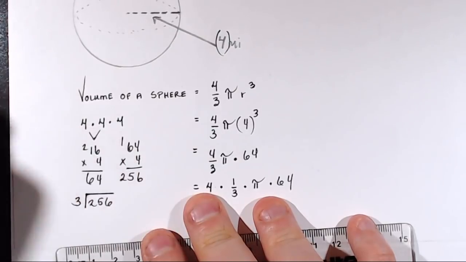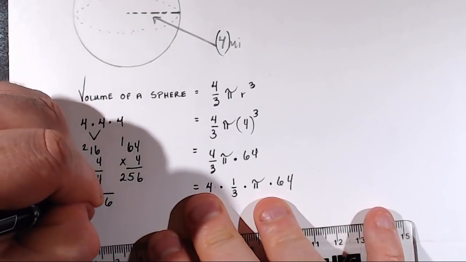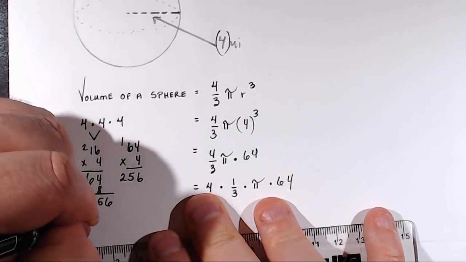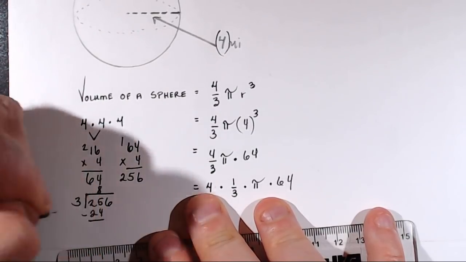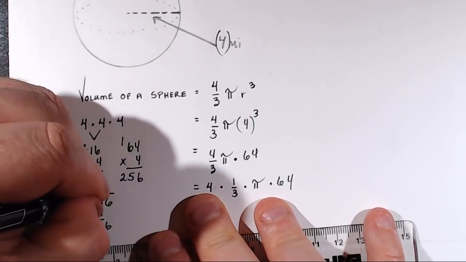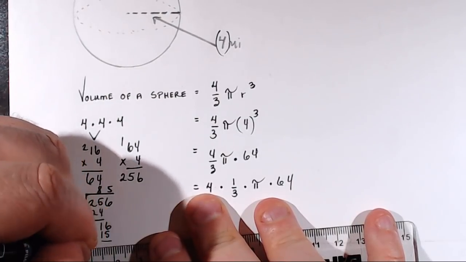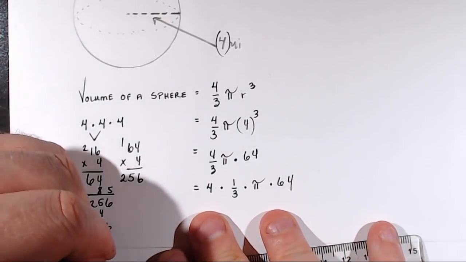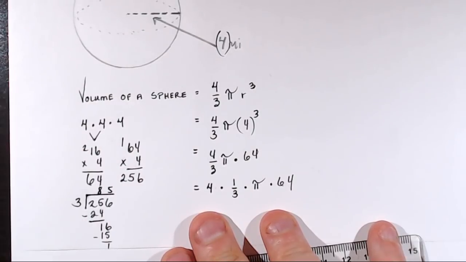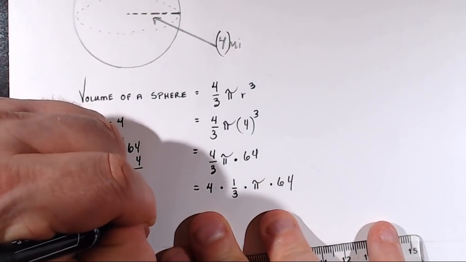So we'll divide by 3. 3 goes into 2 0 times. So 3 goes into 25 8 times. 8 times 3 is 24. 25 minus 24 is 1. Bring down the 6. 3 goes into 16 5 times. 5 times 3 is 15. Okay, and we're left with a remainder of 1. Now we know to write 85 1/3.